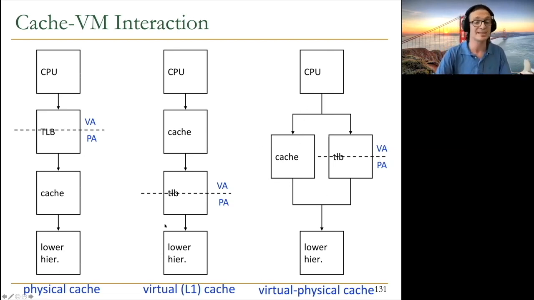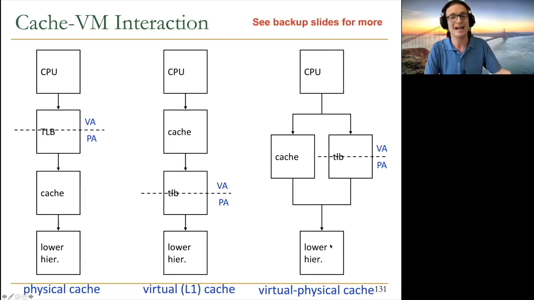The problem is not present in the lower levels of the hierarchy because at that point you already have the physical address. You'd do the TLB translation before the second level, for example. Okay, see backup slides for more.